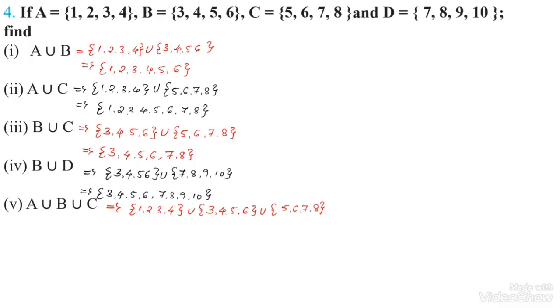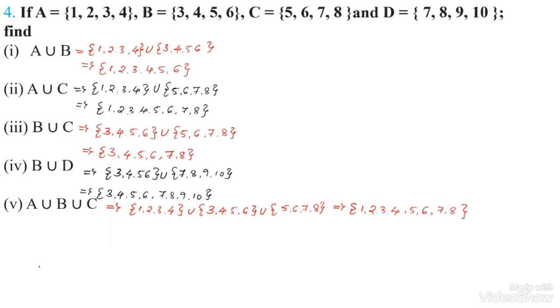After that, I will write the unions. Union: if two sets are given, we have to take the elements of both sets. If three sets are given, at that time also we have to write the elements of all three sets. Okay, that is set A: 1, 2, 3, 4. After that, set B: 3, 4 already there, 5, 6. And set C containing the elements 5, 6 already there, so next 7, 8. The elements are 1, 2, 3, 4, 5, 6, 7, 8.